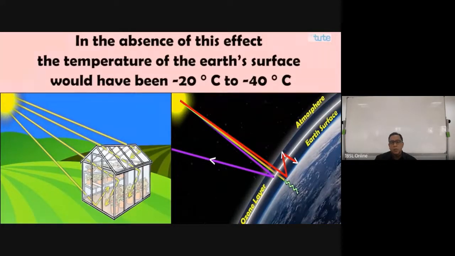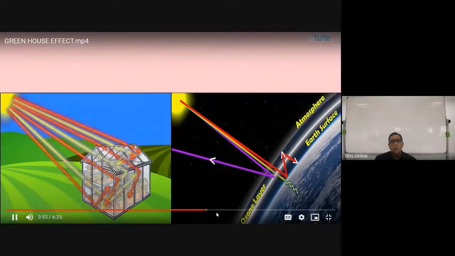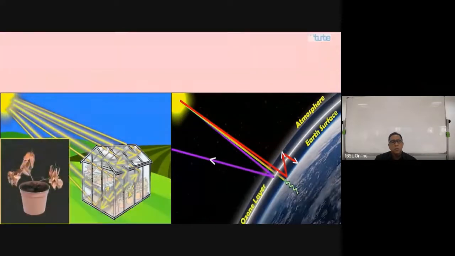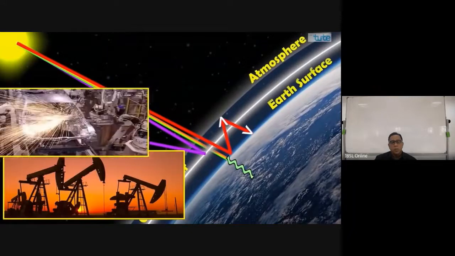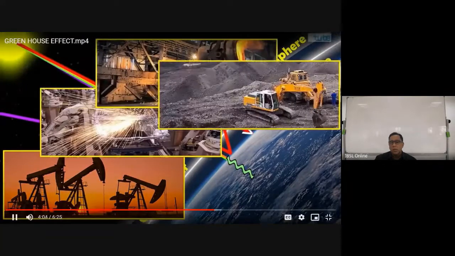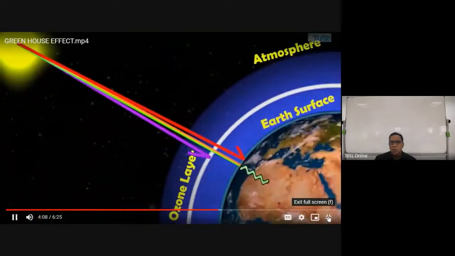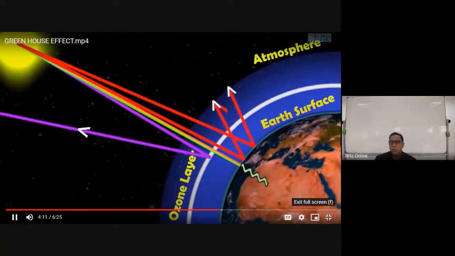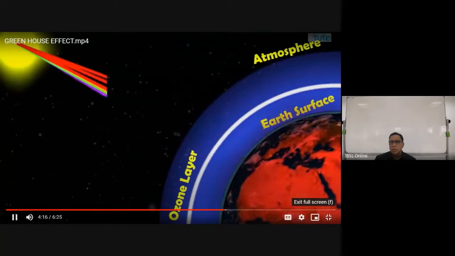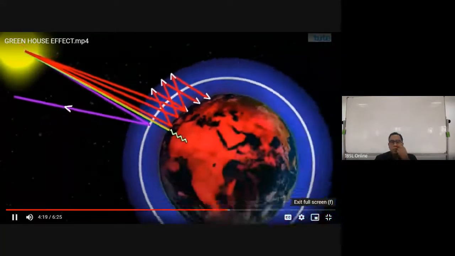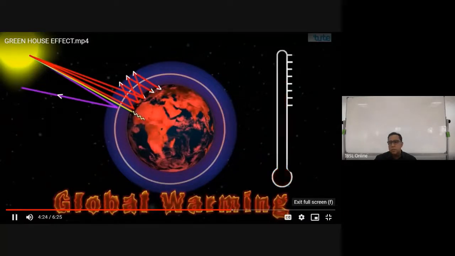But too much of something is bad, right? If the plants in the greenhouse receive excess heat, they would burn. And if we consider planet Earth, over the last 2 centuries, human activities have changed the Earth's atmosphere in a dramatic way. The amount of greenhouse gases has increased and is still increasing. They trap too much heat. And this excessive greenhouse effect results in global warming, which is an increase in the Earth's average temperature.